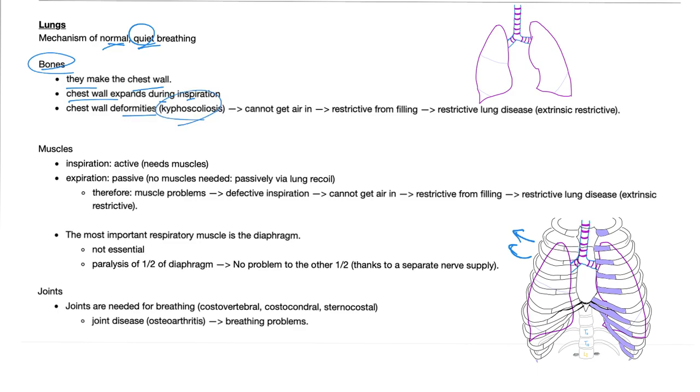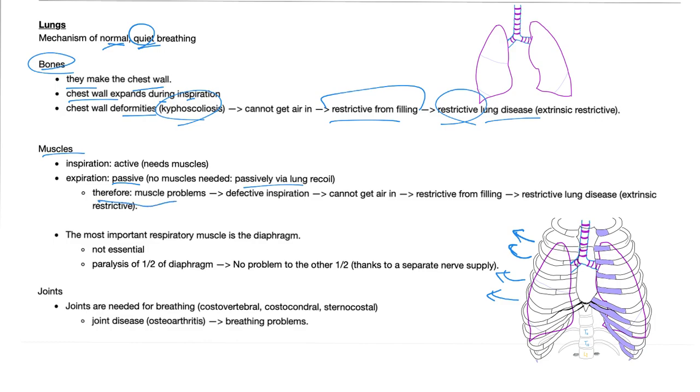Chest wall deformities such as kyphosis, scoliosis, or kyphoscoliosis, the air cannot enter in. The lung is restricted from filling. It's called a restrictive lung disease. Muscles. So inspiration is an active process. You need muscles. Expiration is a passive process. You don't need any muscles because you have the lung recoil. It's called potential energy in physics.